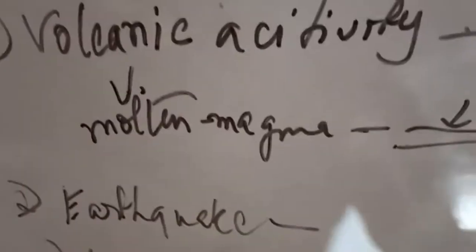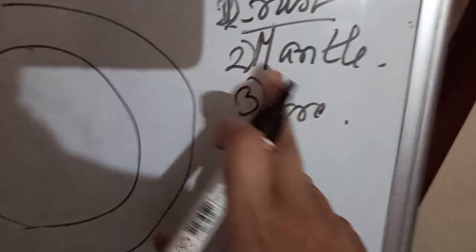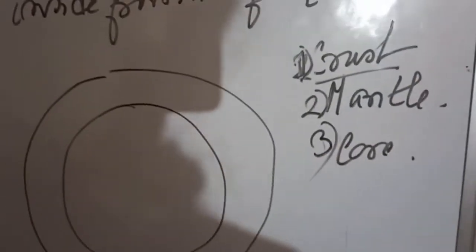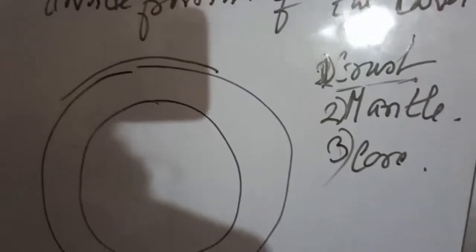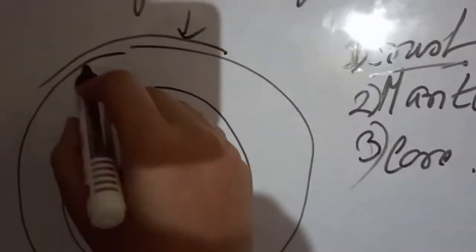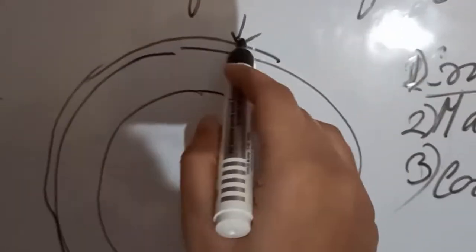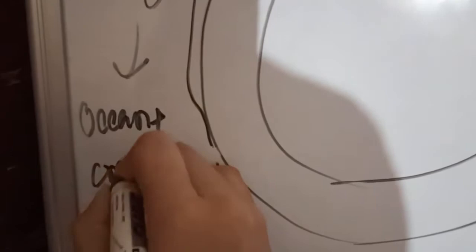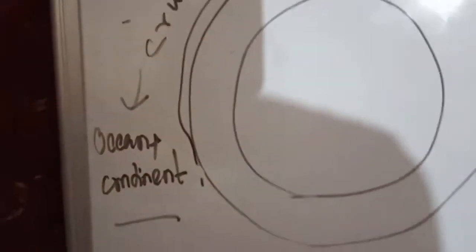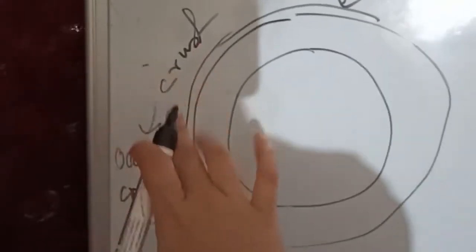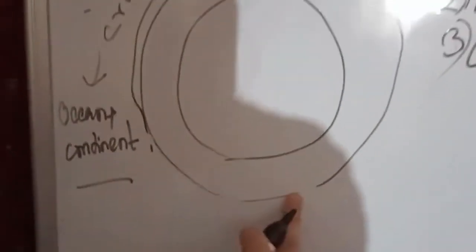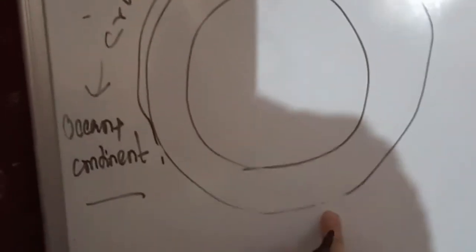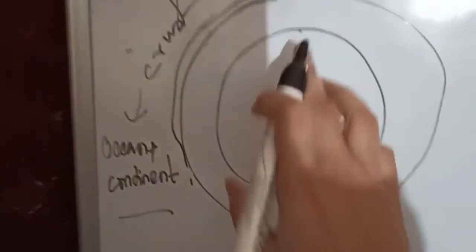Now let us go into the details about the crust, mantle and core. The crust is the outermost skin of the earth on which we live. The crust comprises both the oceans and the continents. It is the outer portion of the earth on which we live and on which every living organism sustains.